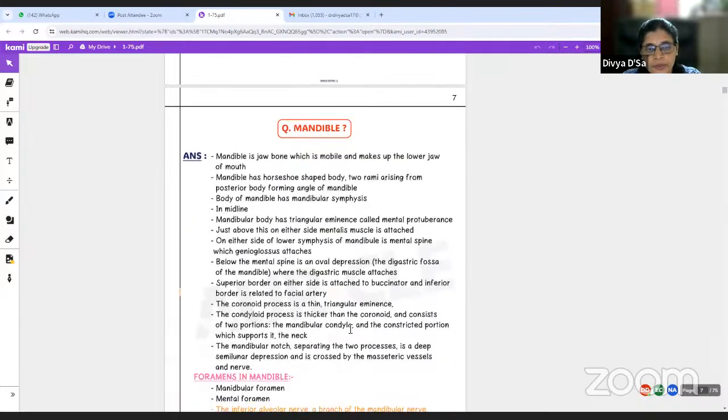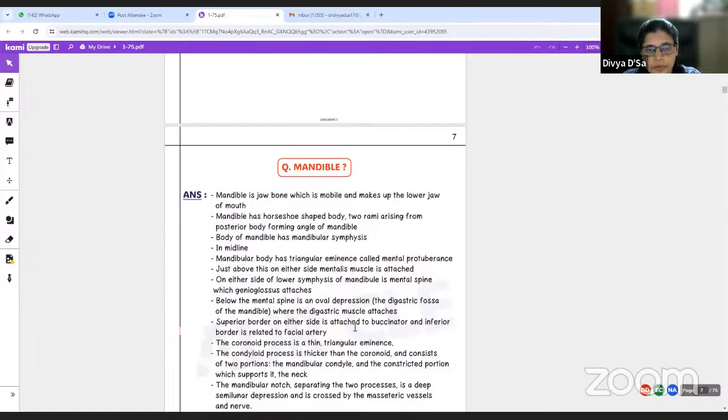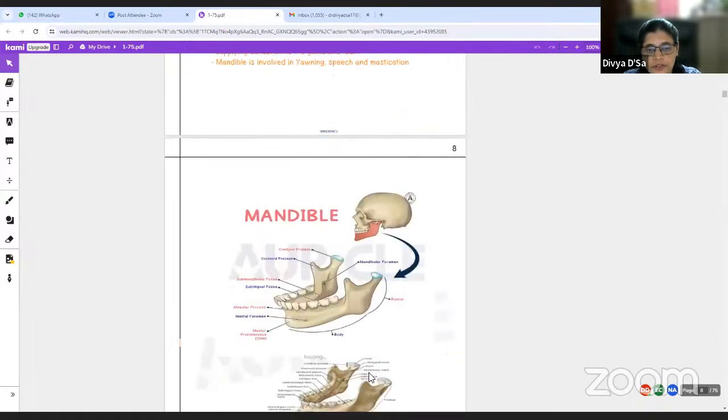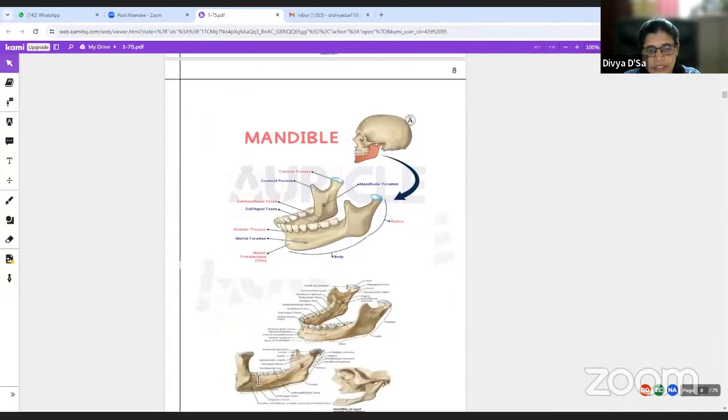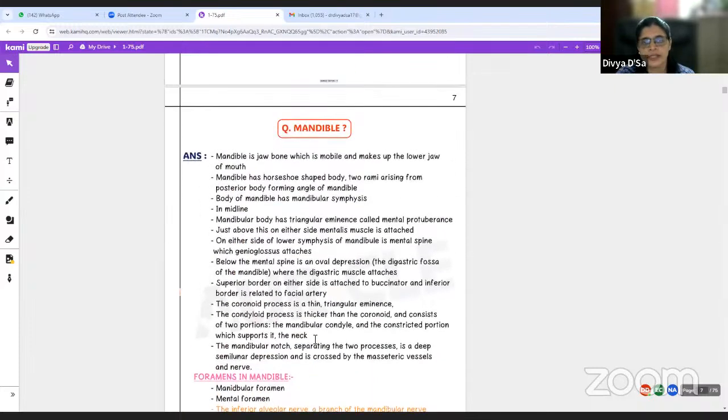Then the mandible. The mandible is an important bone. It is a jaw bone which is mobile, and it forms the lower part of the jaw. If you see the mandible, it is horseshoe shaped. It has a horseshoe shaped body and two rami. This is known as the coronoid process. This is called the condylar process. The body will have an outer surface and an inner surface. This is the inner surface of it. This is the outer surface of it.